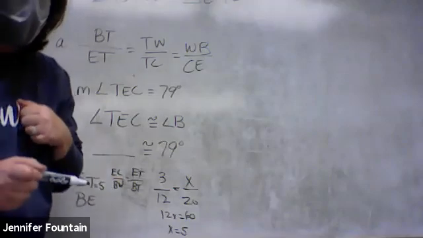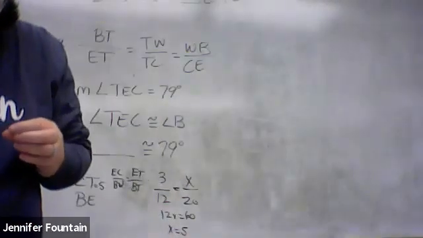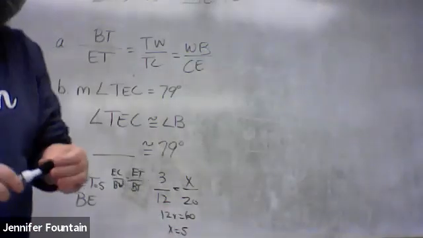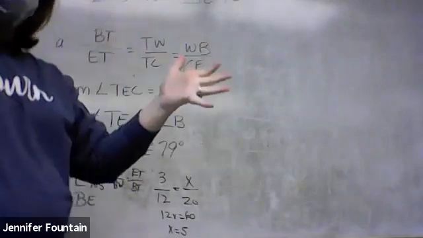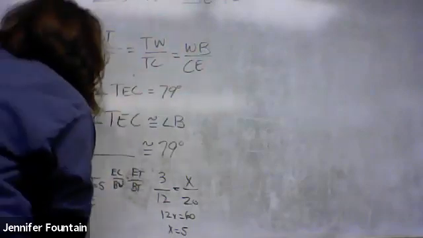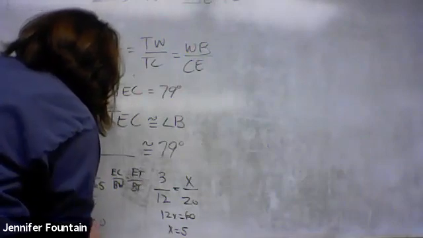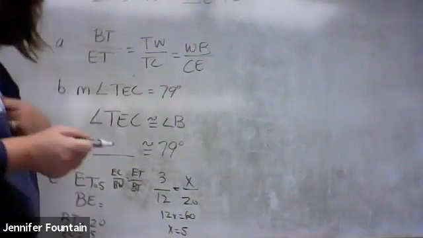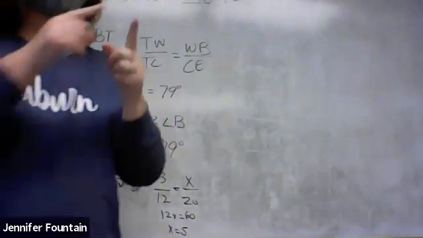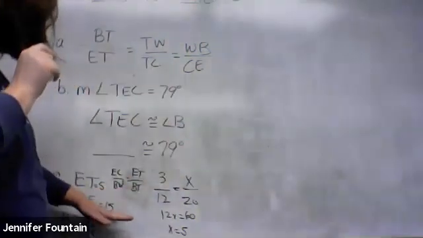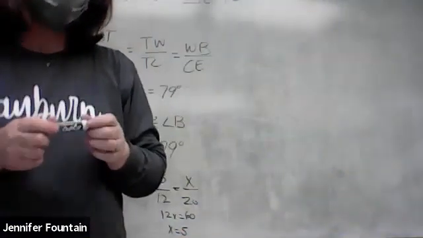Now we've got to find BE. Okay, what side corresponds with ET? BT. Well, think about ET as part of BT, right? What is the whole side measure of BT? 20. So if BT is 20 and I subtract ET, which is 5, what is the side BE? 15. Good. So I use what I know. I know the whole entire side is 20. We just found the smaller segment was 5. So 20 minus 5 is 15. Any questions about that?